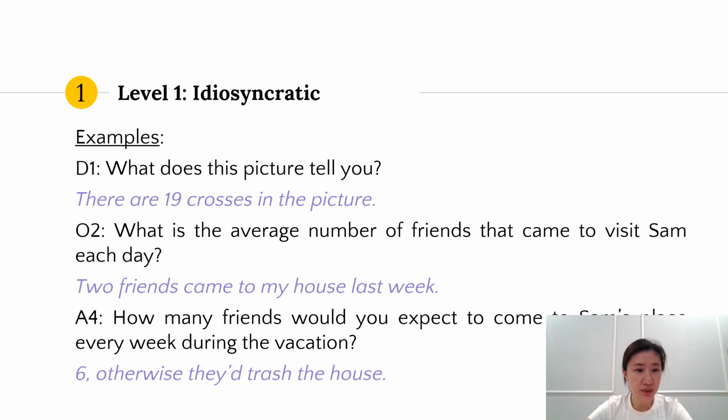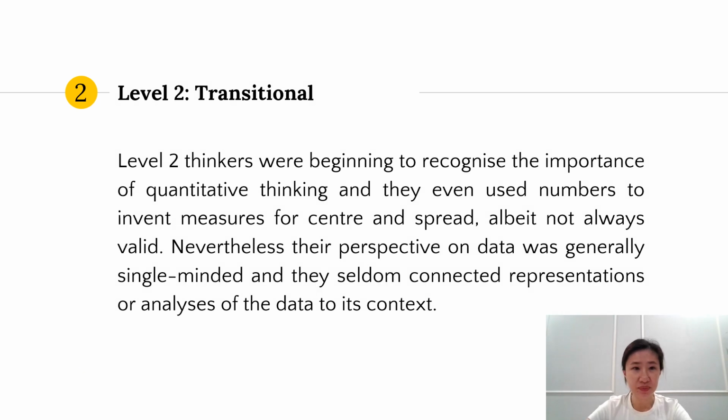And at the A4 level, how many friends would you expect to come to visit Sam every week during the vacation? Then they might guess, say 6, otherwise they'd trash the house. You can see that some of these responses are not directly related to the data that is given. So that is level 1, idiosyncratic.